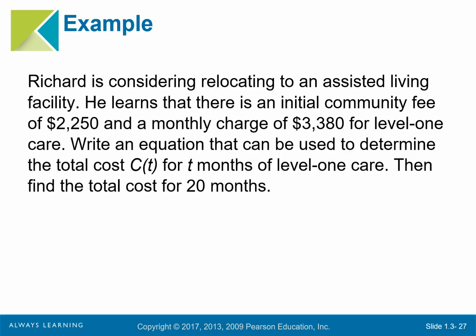Okay, so the two important numbers we're given here is that there's an initial fee of $2,250, and then every month after that, he gets a charge of $3,380. So if I'm thinking about C of T, let me make that look like a C. C of T equals, well, I have a one-time charge of $2,250. Anytime you have a fixed cost like that, that is what is not going to have a variable next to it. That is a one-time fee. It does not happen every month. It just happens at the beginning, so that's our initial charge.